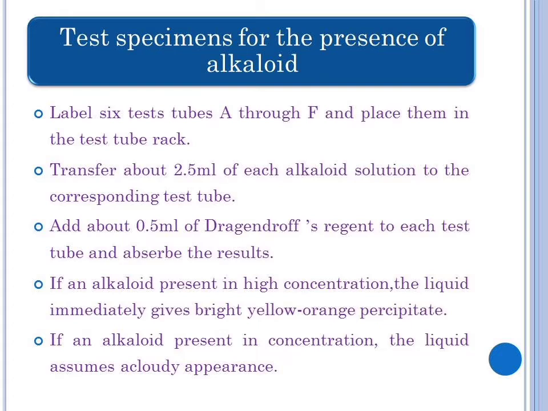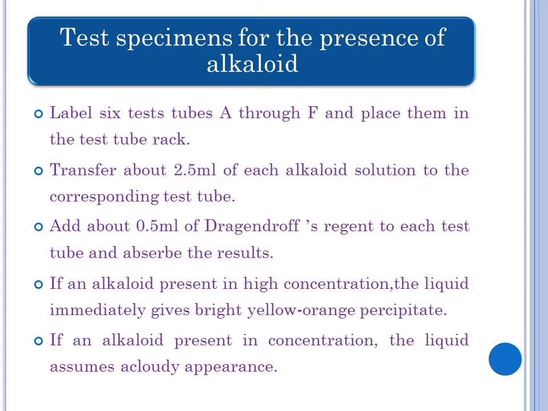Test the specimens for the presence of alkaloids. Label the 6 tubes from A through F and place them in a test tube rack. Transfer about 2.5 ml of each alkaloid solution to the corresponding test tube. Transfer about 0.5 ml of Dragendorff reagent to each tube and observe the result.